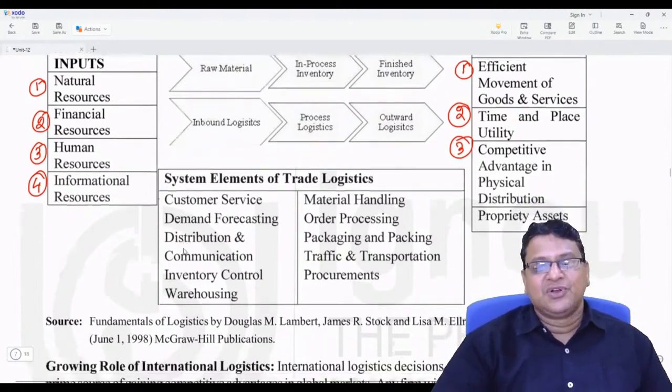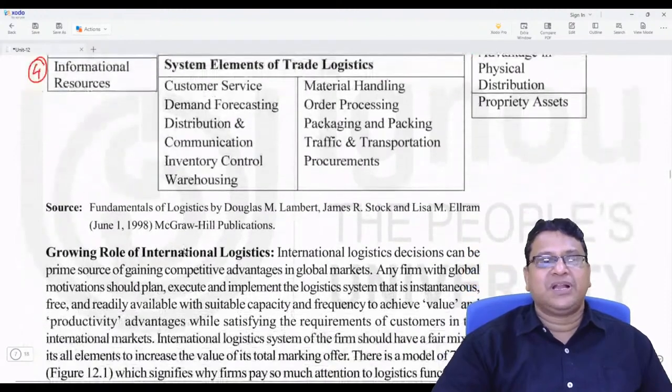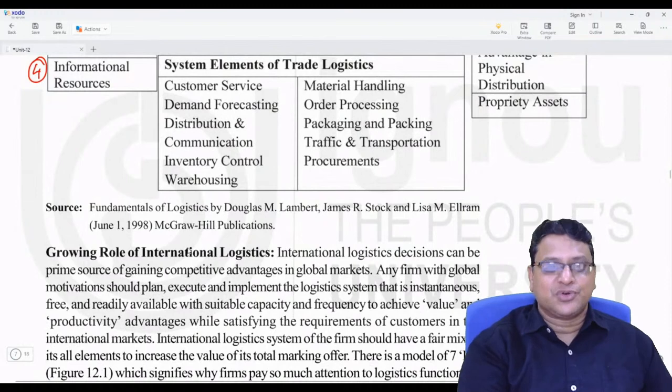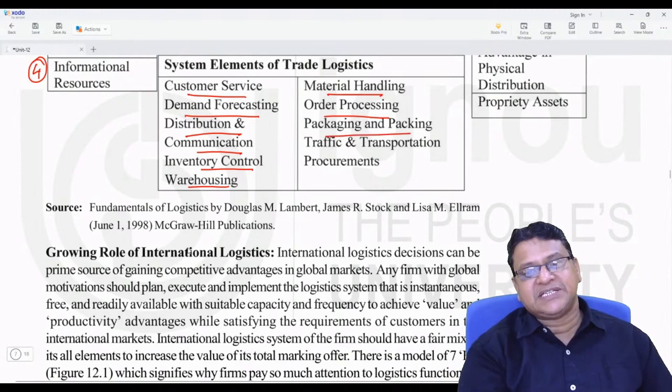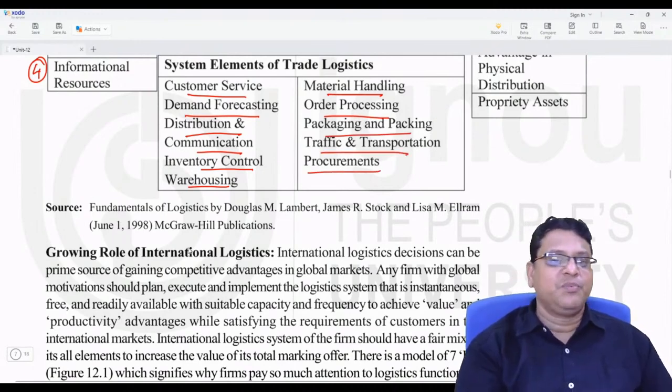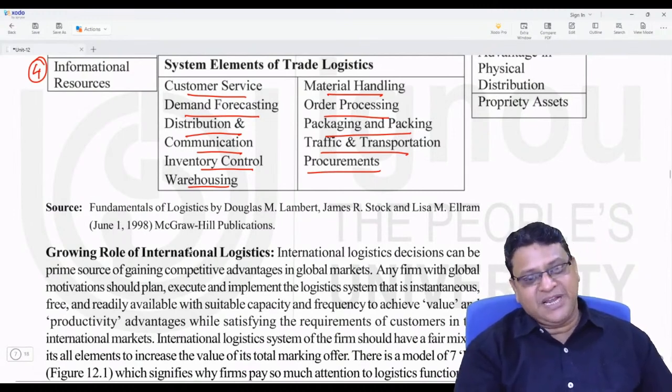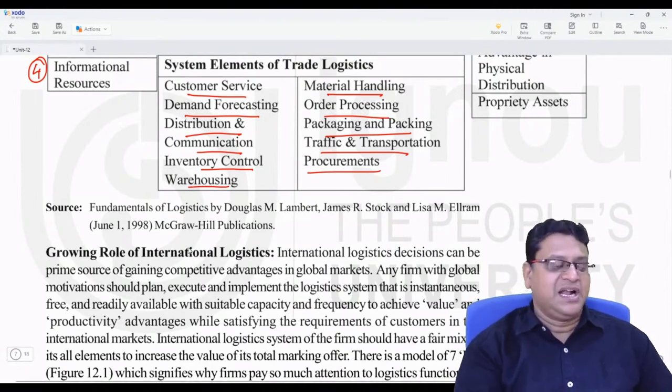And there are certain logistic processes. What are the logistic processes? In this case, we have to deal with customer service management, demand forecasting, distribution and communication, inventory control, warehousing, material handling, order processing, packaging and packing, traffic and transportation, and procurement. All these things are logistic processes. So logistic management deals with logistic inputs, logistic process, and logistic output.